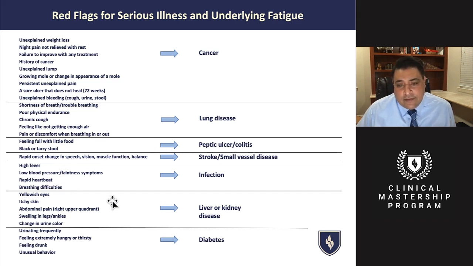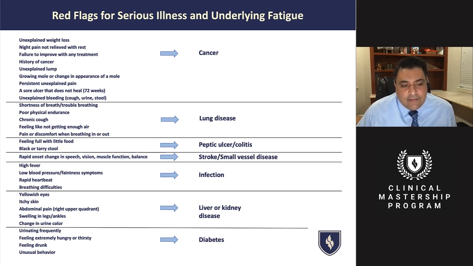Liver disease, for sure, when they get progressive enough, we're going to drop albumin. But yellowish eyes, itchy skin, abdominal pain, swelling in legs or ankles, changes in urine color. Those would be indication of that. And sometimes acute phase reactants are just high because the patient's diabetic and they have lots of inflammation. So you should already know what their HbA1c and their glucose is, but these are all red flags for serious illnesses.